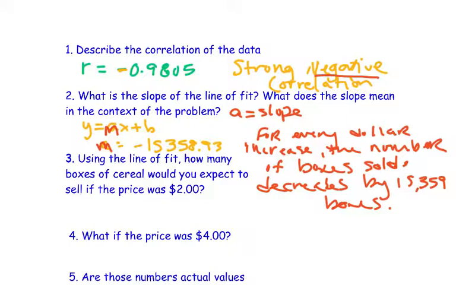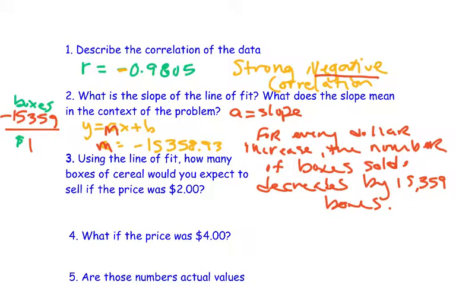Okay, and how do I know that? Because again, slope is really just a fraction. So it's technically 15359 over 1, meaning boxes decreased as dollars increase. So that's our fraction. So that's where I'm getting this description. For every $1 increase, the number of boxes sold decreases by that ridiculous slope number.